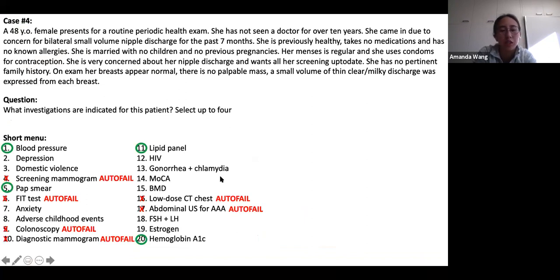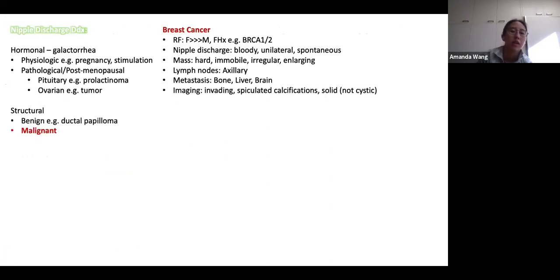Low dose CT chest is one of the controversial screening tests for lung cancer for smokers. Abdominal ultrasound for AAA, she's not in the right age or sex to do that screening. And she's not in the right age group for FIT tests, screening mammograms, or colonoscopy. And she doesn't need a diagnostic mammogram. Perfect. And then we'll go to the slide after this.